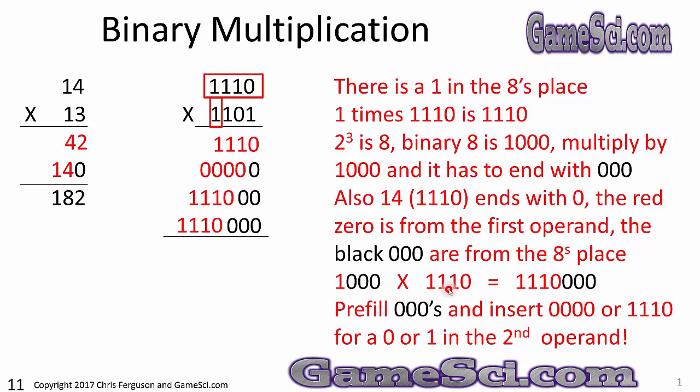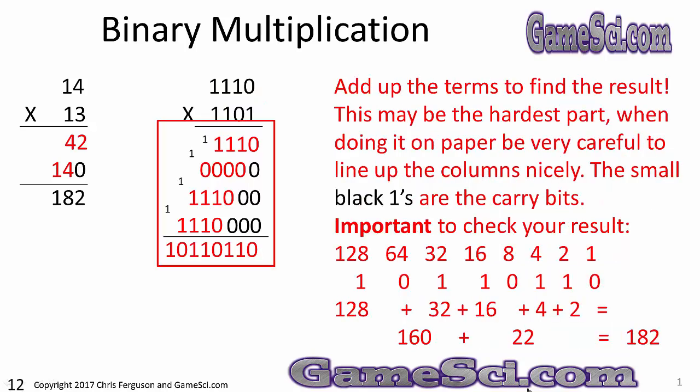8 times 14 in binary is 1000 times 1110. And of course the result is 3 1s and 4 zeros. This is from the operand. These three are from the eighths place. That's why we pre-fill the zeros. And then we either insert zeros when the bit is a 0, or we input the first operand when the bit is 1. Add up the terms to find the result.